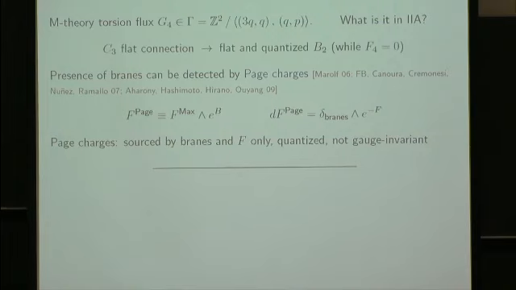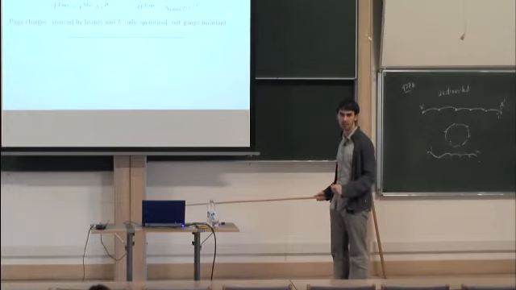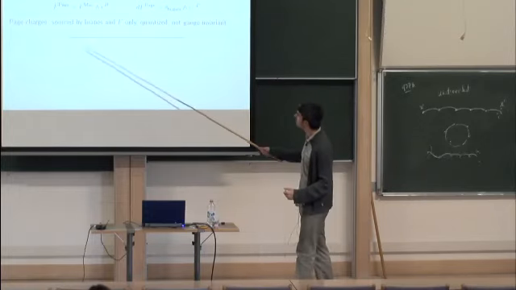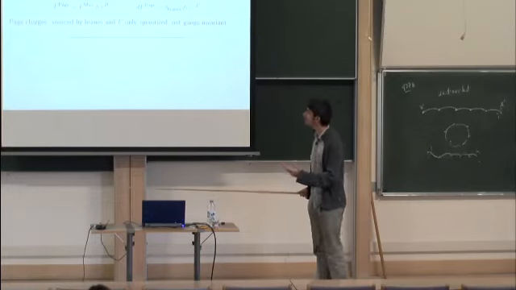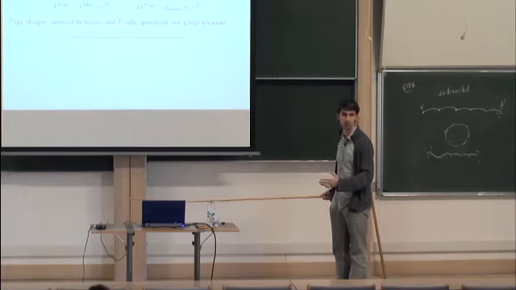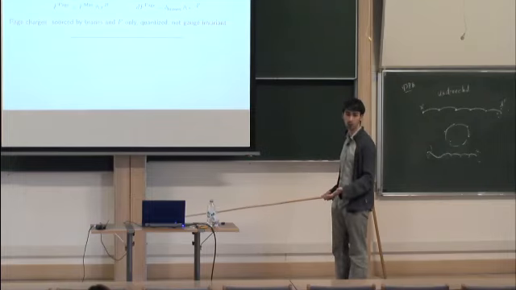Now, Maxwell charges are the usual charges in type II supergravity. They are gauge invariant. However, they are not sourced just by the branes. They are sourced by the branes, but not only by the branes, because if we have some fluxes in the bulk, the differential of the Ramond fluxes gets a contribution from the fluxes. So they do not see only the branes, and for this reason they are not quantized.